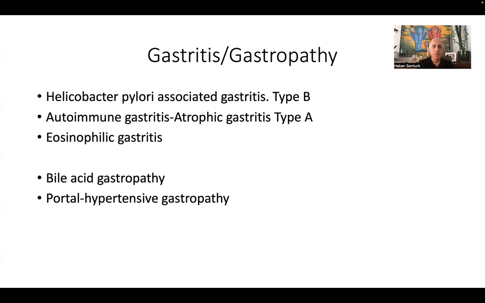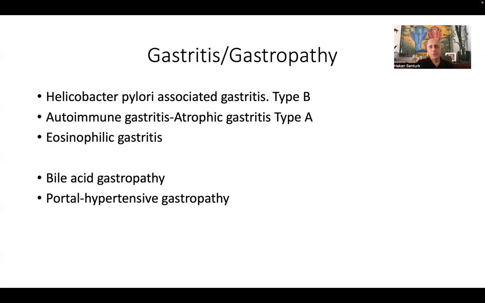Another type of gastritis is an interesting and very rare one, eosinophilic gastritis. This is a gastritis without a known etiology, but its treatment is different from other types of gastritis. So in any type of gastritis, we generally take biopsies to detect these rare conditions. In reference to gastropathy, there is no inflammation.